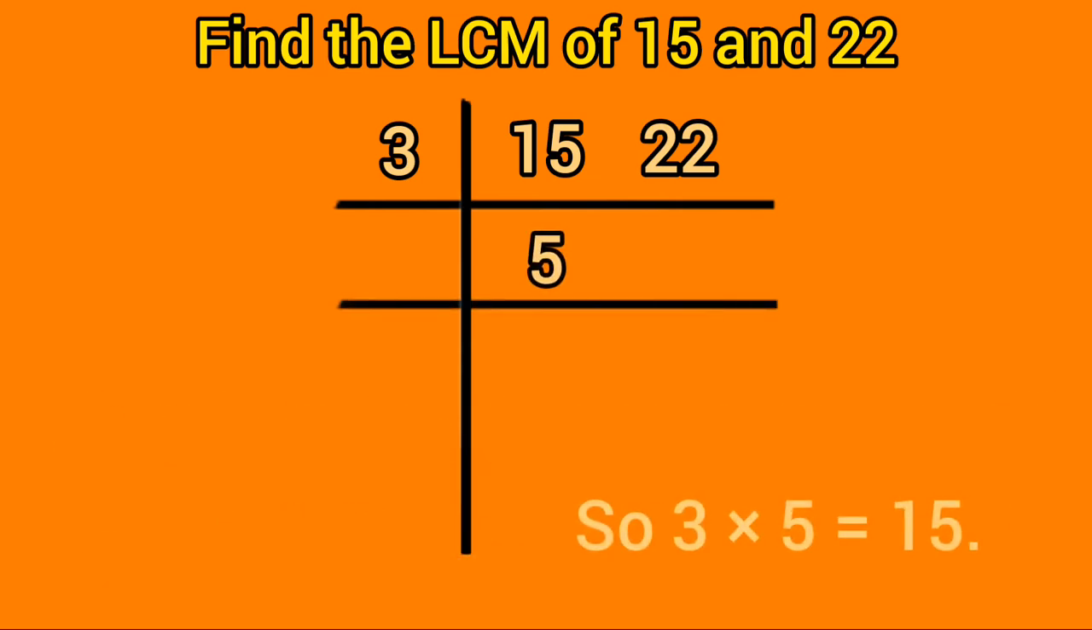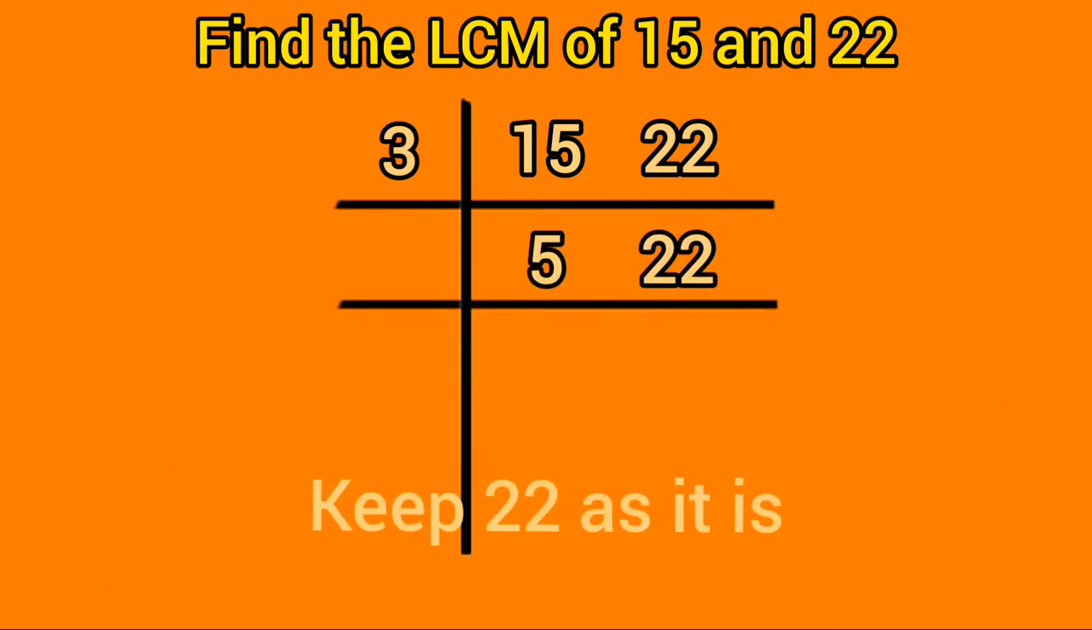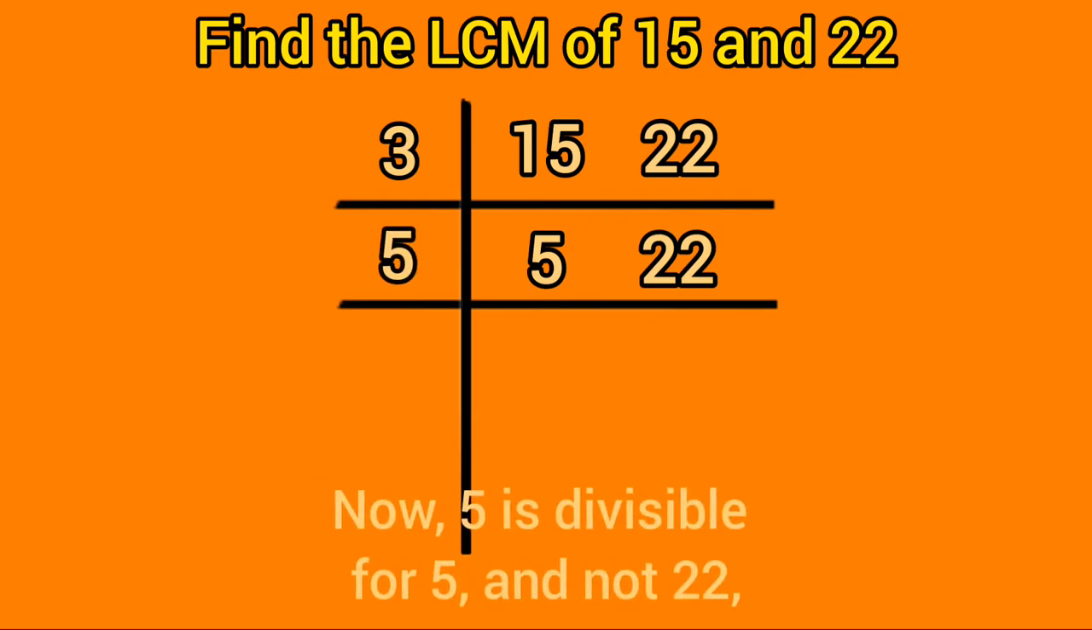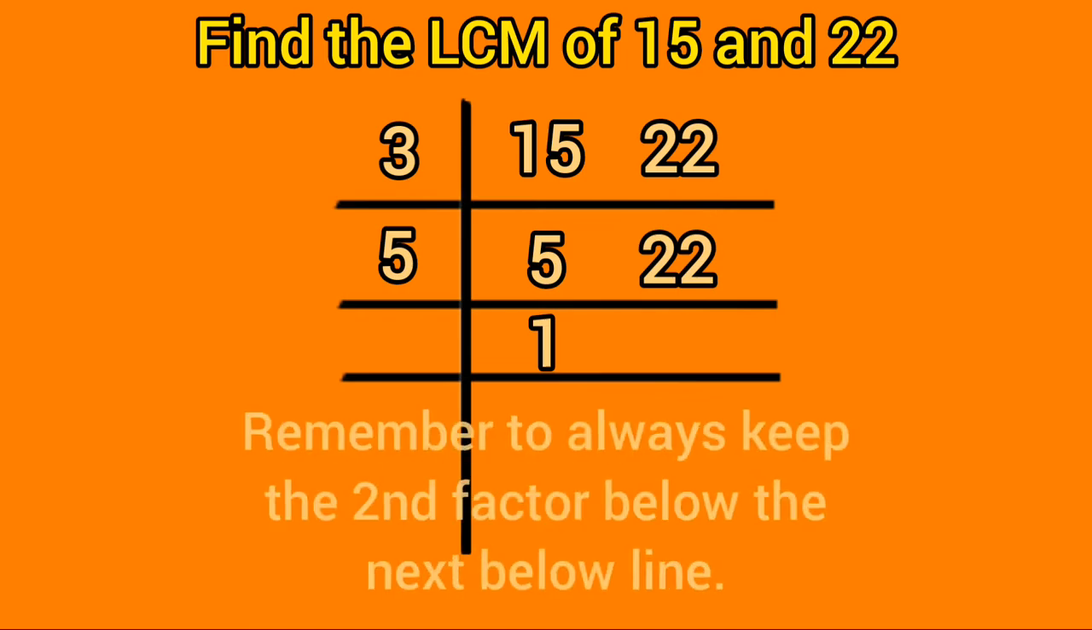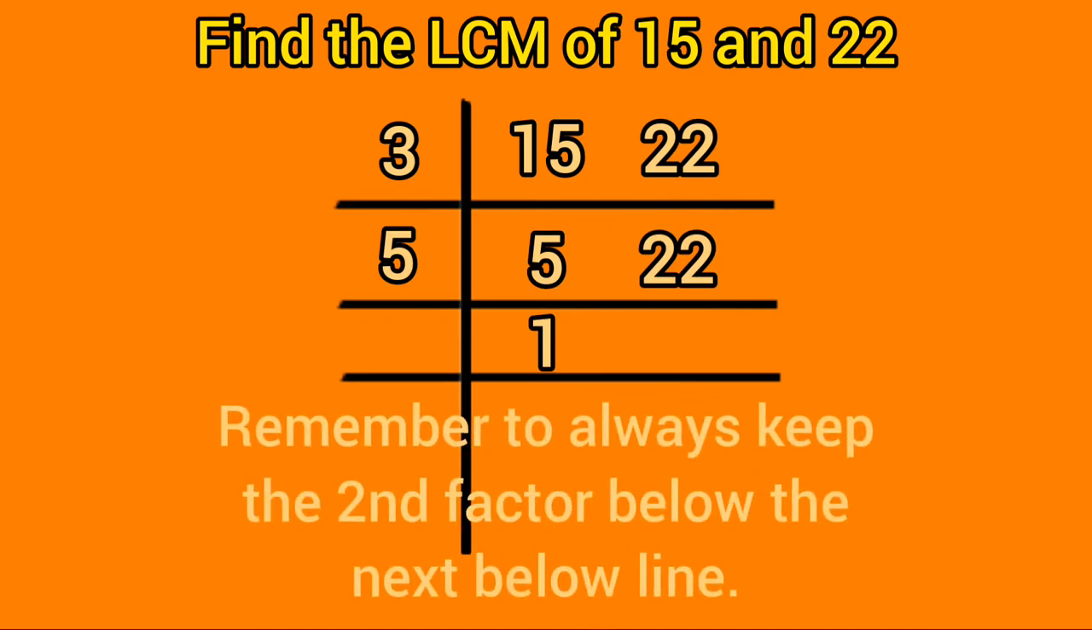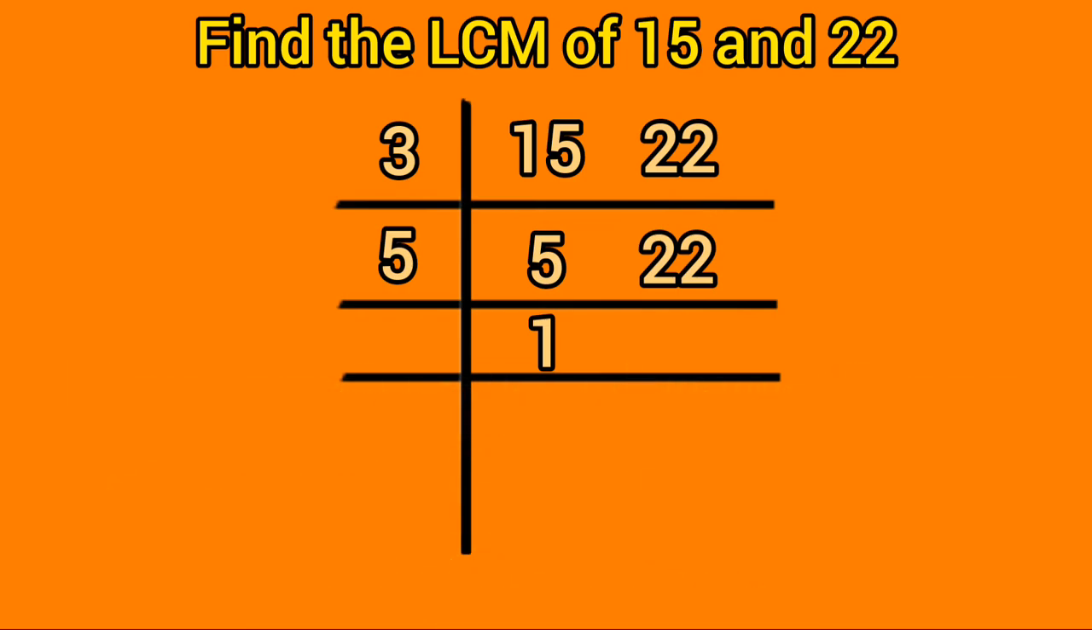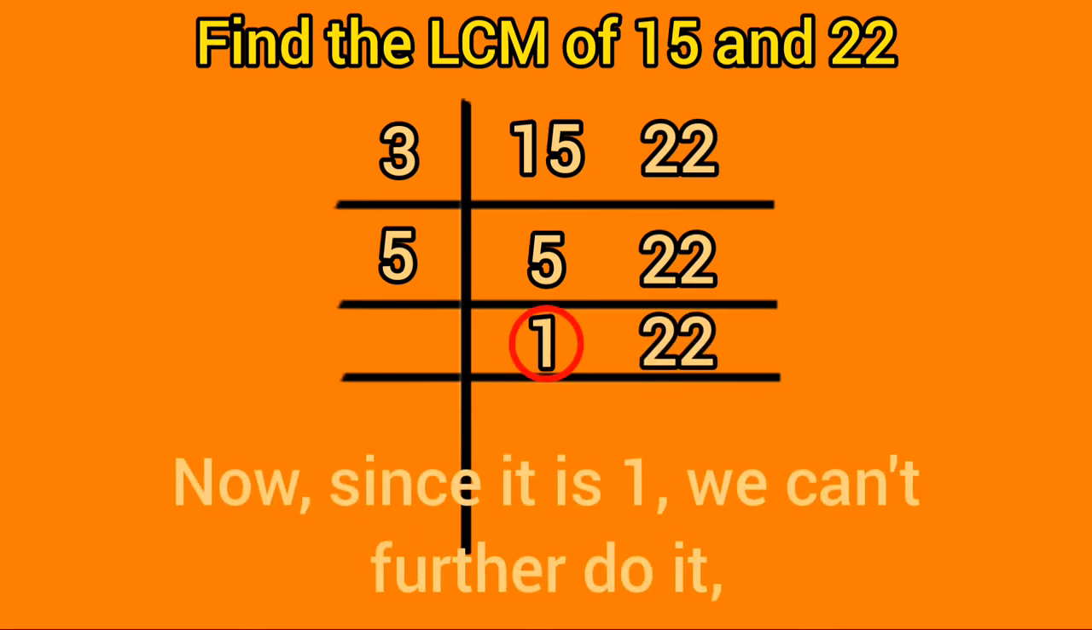So 3 into 5 is equal to 15. Keep 22 as it is. Now 5 is divisible by 5 and not 22. So 5 into 1 is equal to 5. Remember to always keep the second factor below, on the next line below. Now again keep 22 as it is. Now since it is 1, we cannot divide it further.